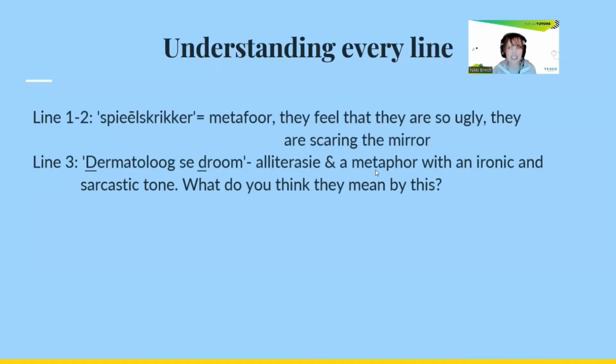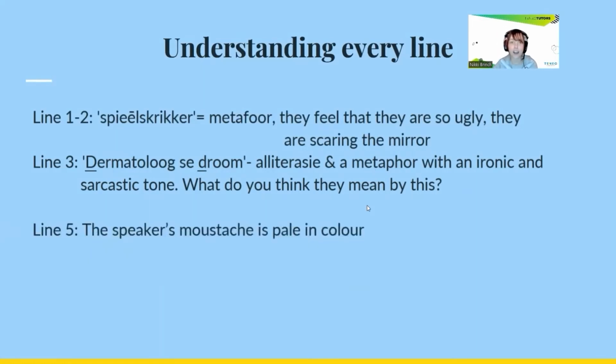So in line 5, the speaker actually says that he has a moustache that's pale in color. We need to talk a little bit more about this because if you read line 5, it doesn't say anything about having a pale moustache. So we will look at the sentence shortly.